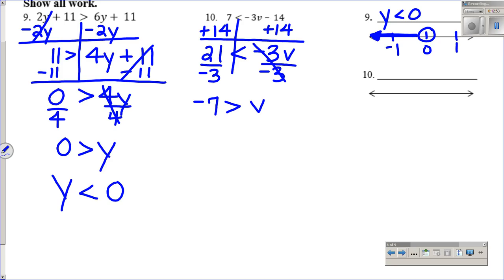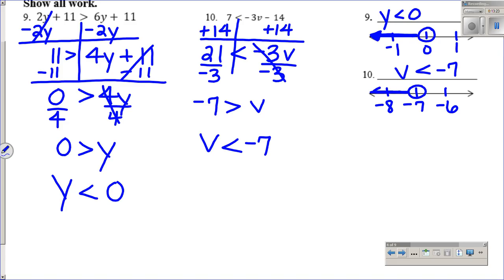So we flip the inequality sign because we divided by a negative, and now I'm going to have to flip it again to rewrite the order. So we need to read this as v is less than negative 7. So I'll place negative 7 in the middle. One number less than negative 7 is negative 8. One number greater than negative 7 is negative 6. Our variable is less than negative 7, so it does not include negative 7, and less than is to the left.